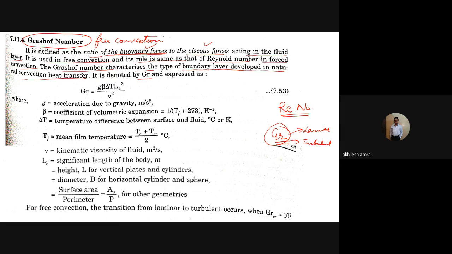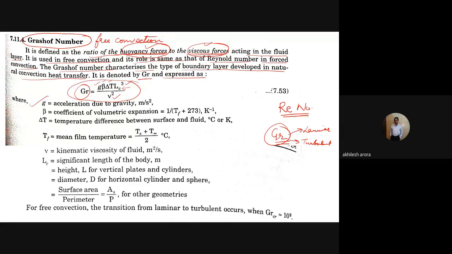It is denoted by Gr and is expressed as, so this is the value of Gr, which is g beta delta T Lc cubed over nu squared. Once again here Lc is some characteristic length and nu means kinematic viscosity. So this is the definition. It is the ratio of buoyancy forces to the viscous forces. Because the flow of the fluid in case of natural convection is because of the buoyancy forces, we are taking that into consideration with respect to the inertia forces.